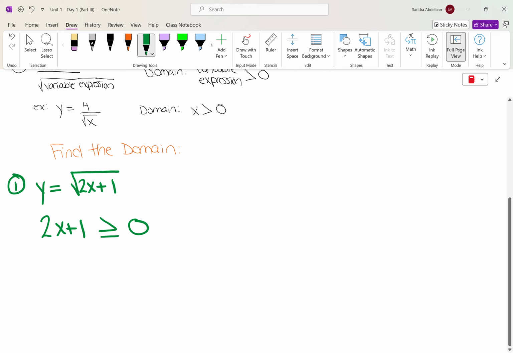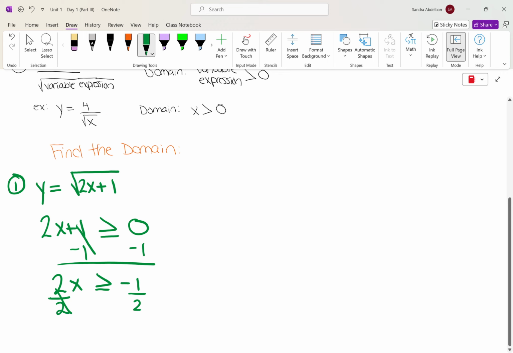Obviously, we don't stop here. We're going to have to solve for x since the domain represents all the x's. We got to get it just down to x. So I'm going to subtract 1 on both sides, and we have 2x is greater than or equal to -1. Then we will divide by 2.